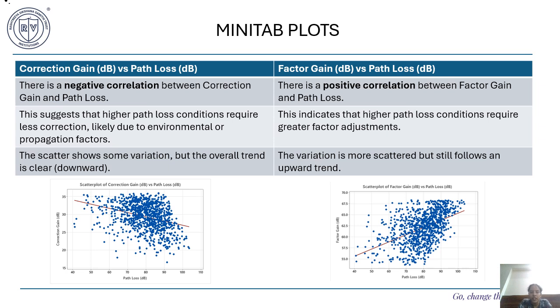So, MINITAB plots for correction gain and factor gain versus path loss. There is a negative correlation between correction gain and path loss. This suggests that higher path loss conditions require less correction, likely due to environmental or propagation factors. The scatter shows some variation, but the overall trend is clear, which is towards the downward direction. While the factor gain shows a positive correlation with path loss. This indicates that higher path loss conditions require greater factor adjustments. The variation is more scattered but still follows an upward trend.